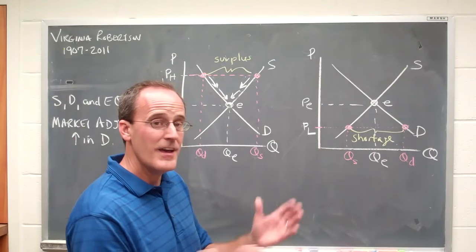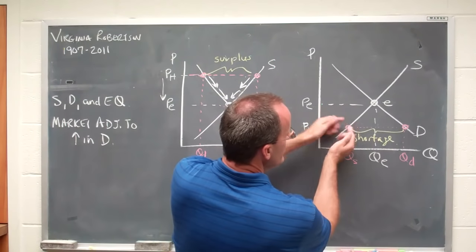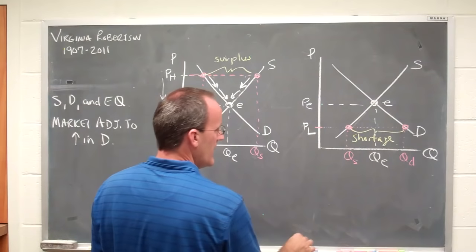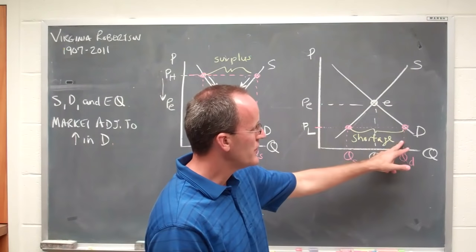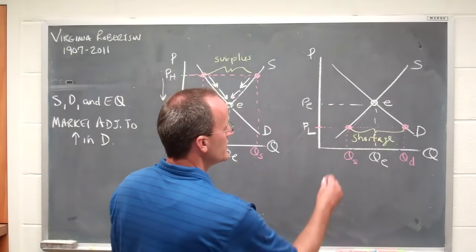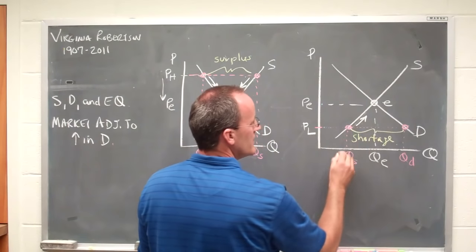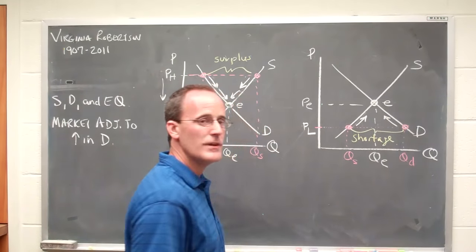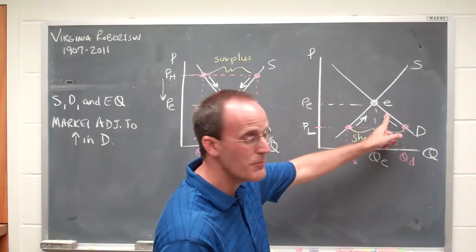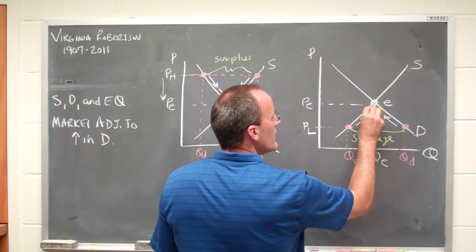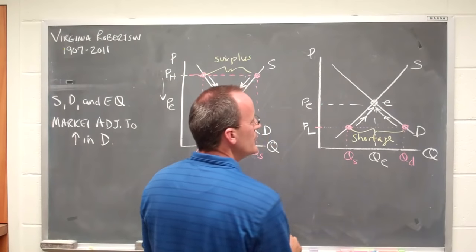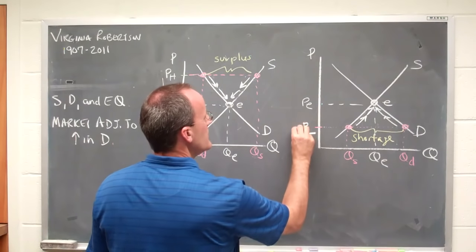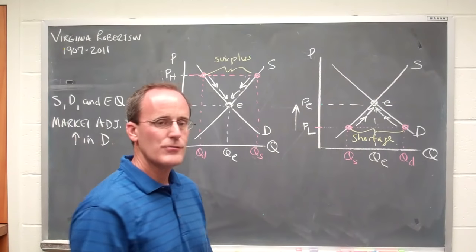So sellers say, hey, we're going to increase our supply. And they also know what? That there was a shortage of lions, so they can bid up the price. So as the price gets bid up, sellers are going to bring more. And as the price of lions increases, consumers are going to demand less. And this process continues until we find the equilibrium. So now we have the price rising.